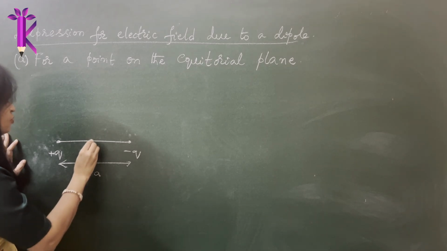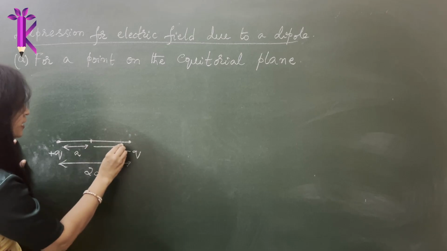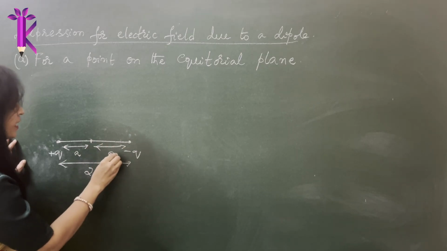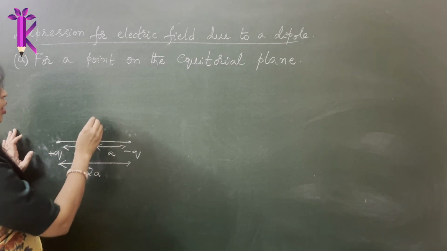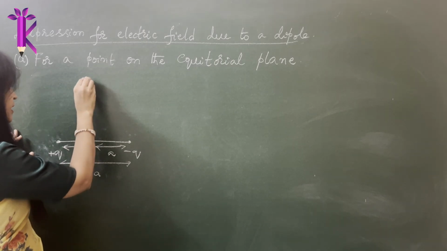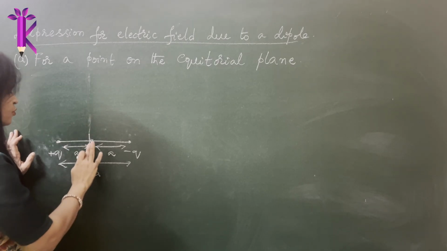So if you take this to be the midpoint, this distance of separation is certainly a from the center of the dipole. Similarly here it is a from the center of the dipole, right? Now where are you keeping your point charge? You have to consider an equatorial plane. Okay, what is an equatorial plane? It cuts through the center.